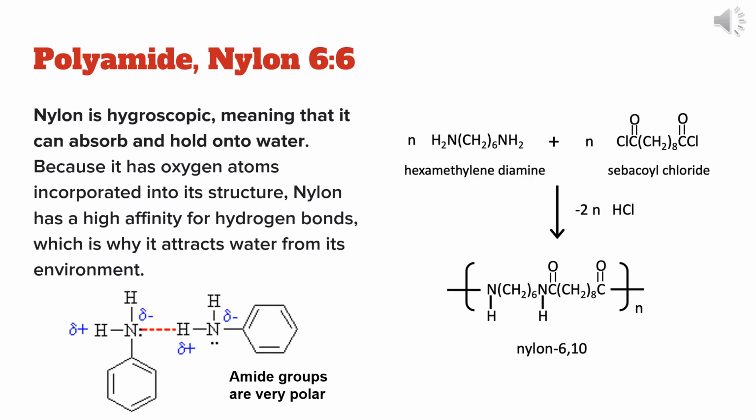Nylon is hygroscopic, meaning that it can absorb and hold onto water. Because it has oxygen atoms incorporated into its structure, nylon has a high affinity for hydrogen bonds, which is why it attracts water from its environment. The amide groups are very polar and can hydrogen bond with each other. So when nylon's oxygen bonds well with the hydrogen in the water, the oxygen present in the water also bonds to the hydrogens in nylon, as it actively draws atmospheric water out of the air.